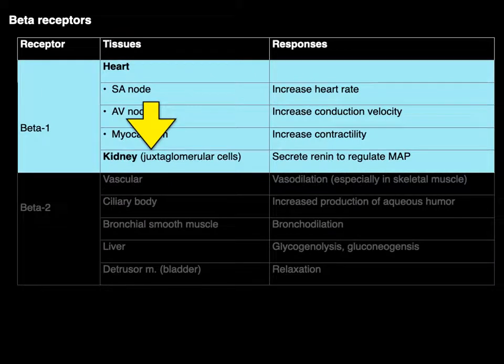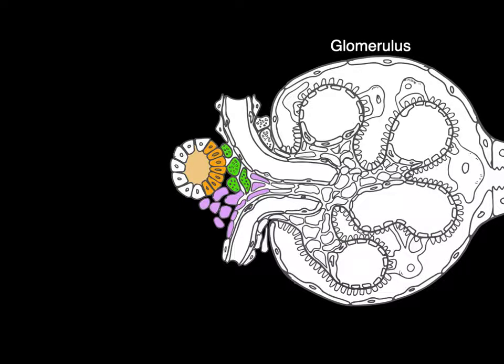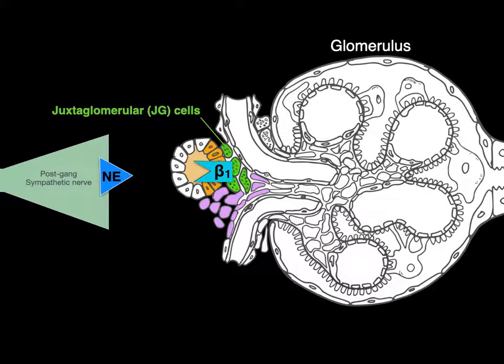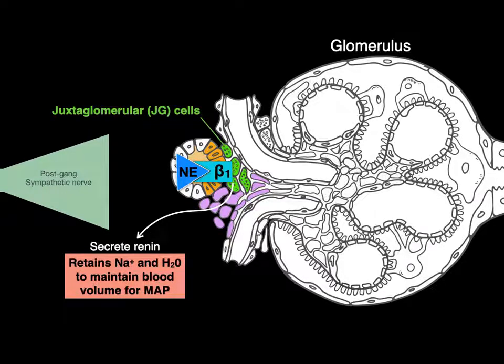Okay, now let's talk about the JG cells in the kidney that secrete renin. Well, here is a section of an illustration of the glomerulus, and in green are these juxtaglomerular cells, or JG cells, and their purpose is secreting renin. They have a beta 1 adrenergic receptor. So when sympathetics release norepinephrine stimulating the JG cells, they secrete renin, which retains sodium and water in the distal convoluted tubule and collecting ducts to maintain blood volume for mean arterial pressure. Basically, it's part of the RAS system, renin, angiotensin, aldosterone system.